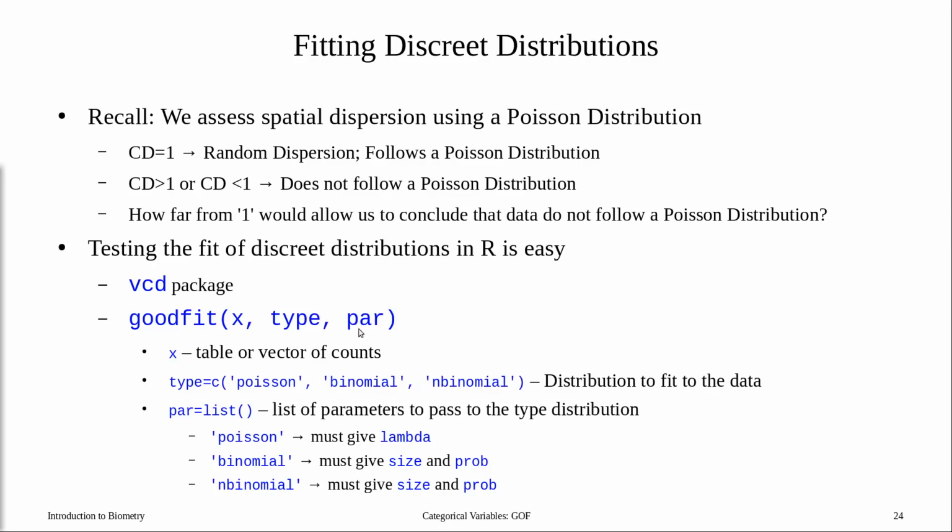It also has this par section, which is the parameters. So here we list the parameters that are required to be passed to the type. So with our Poisson, we have to pass it the lambda parameter. We have to tell it what lambda to use to generate our expected counts.